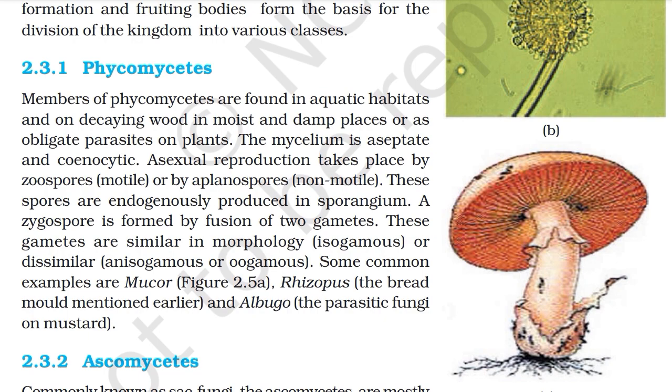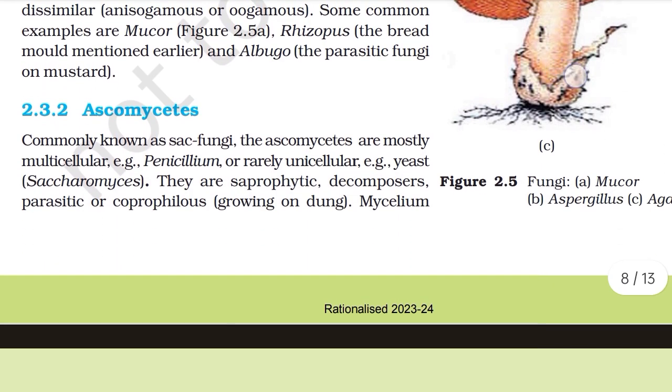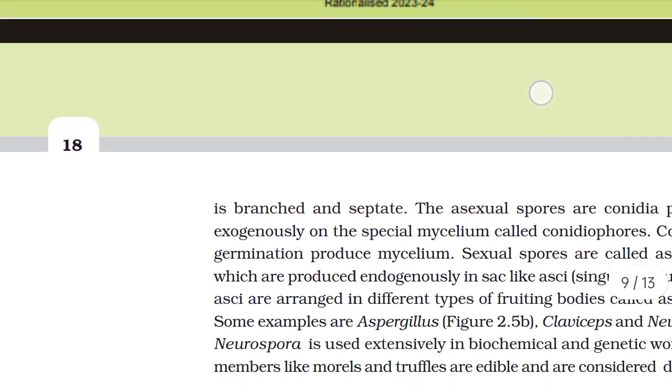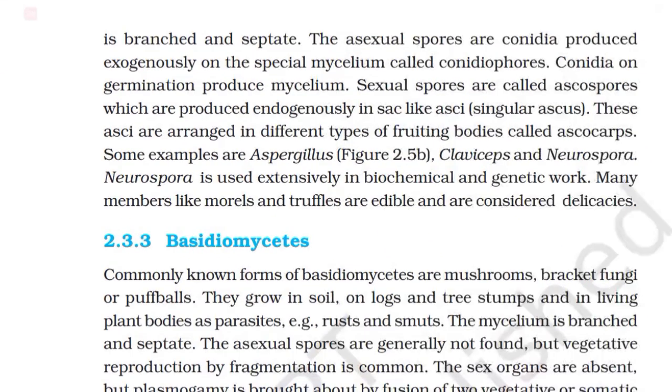Some common examples are Mucor, figure 2.5a, Rhizopus, the bread mold mentioned earlier, and Albugo, the parasitic fungi on mustard. Ascomycetes, commonly known as sac fungi. The ascomycetes are mostly multicellular, example Penicillium, or rarely unicellular, example yeast, Saccharomyces. They are saprophytic, decomposers, parasitic, or coprophilous, growing on dung. Mycelium is branched and septate.